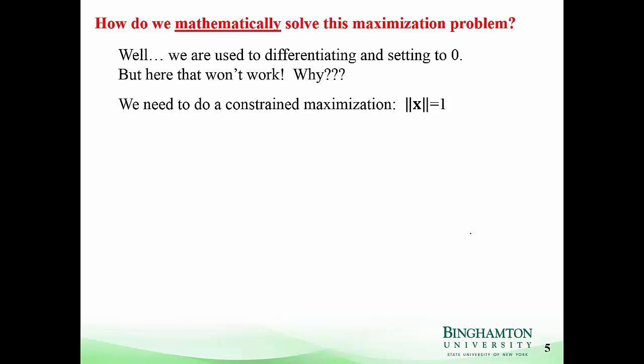But unfortunately, we can't do that. And the reason is that we're not really just maximizing something. We're doing a constrained maximization. So we can't just differentiate our quadratic form and set it equal to 0.